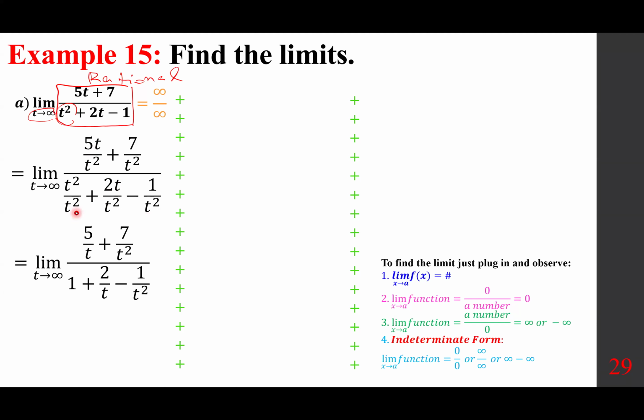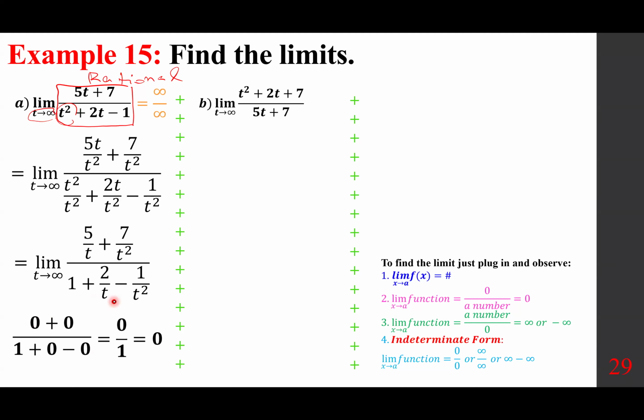So t is approaching infinity, which means 5 over a huge number, 7 over a huge number. In essence, if you plug in, everything goes to 0 except the 1. So you have 0 plus 0 over 1 plus 0 minus 0. I write it in this fashion because I want you to see 0 over 1, which is 0. So the denominator is some number other than 0. If we look at this case, it works out to be the same.